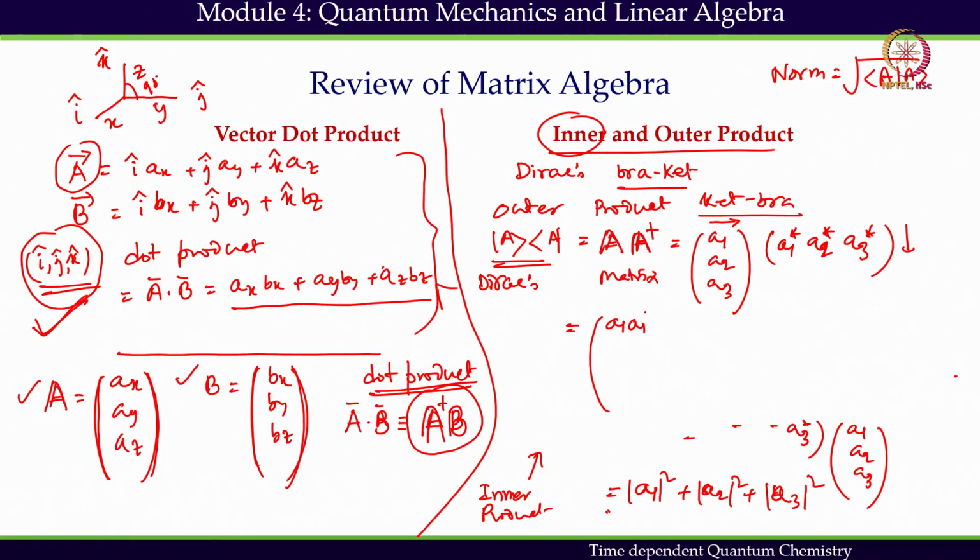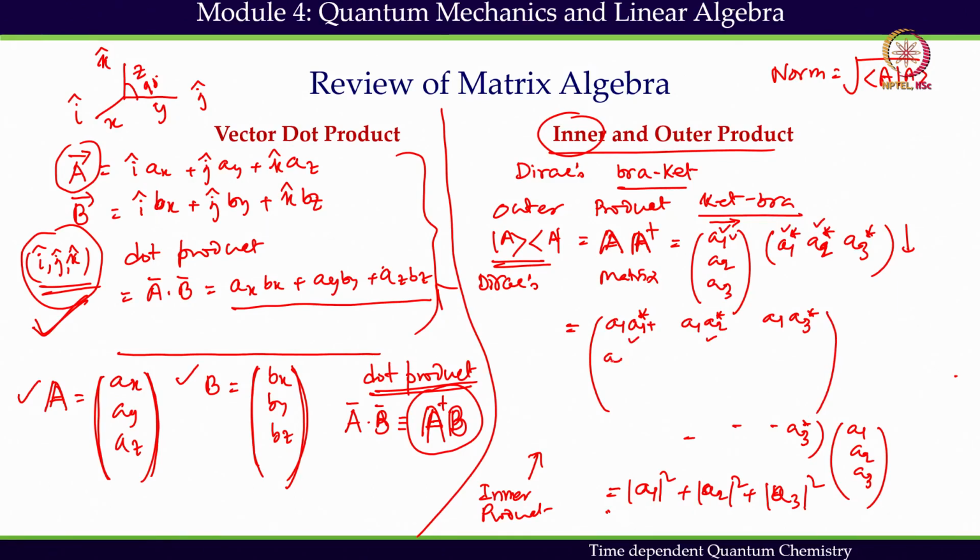A1 A1 star, A1 A2 star, A1 A3 star. We have to multiply this one first with this one, then I am supposed to add the next one multiplied by the next one, but that is 0. We do not have anything. That is why we are getting only one term in each element. So, I multiply this one first to get this element, then this one first and this one first to get this element, and that is the way we will move forward.